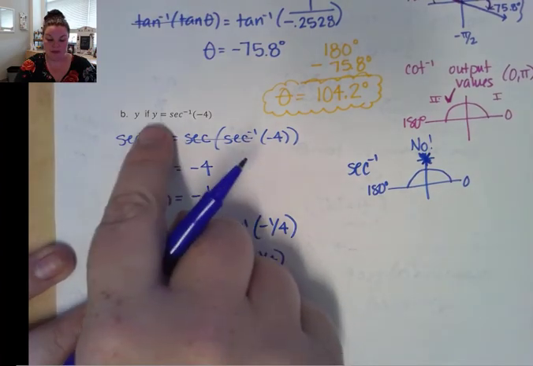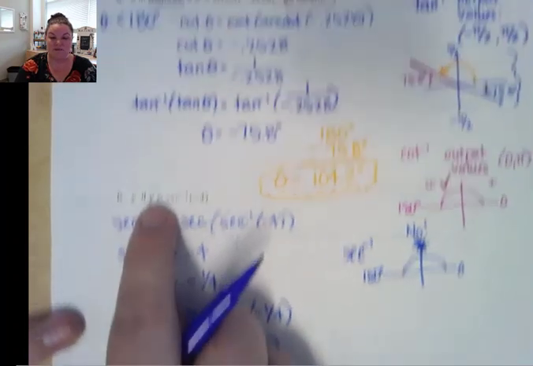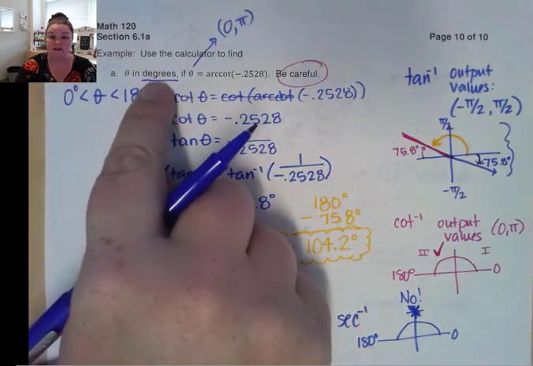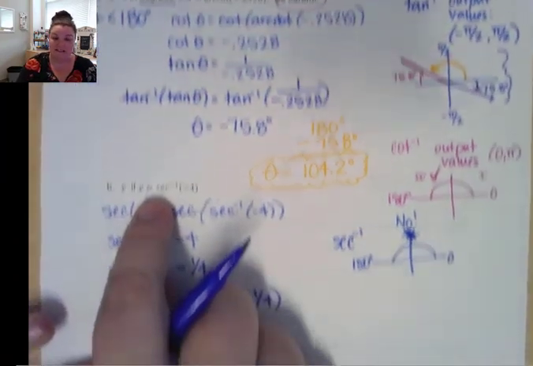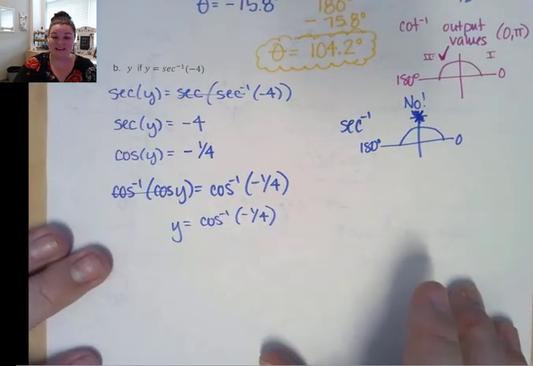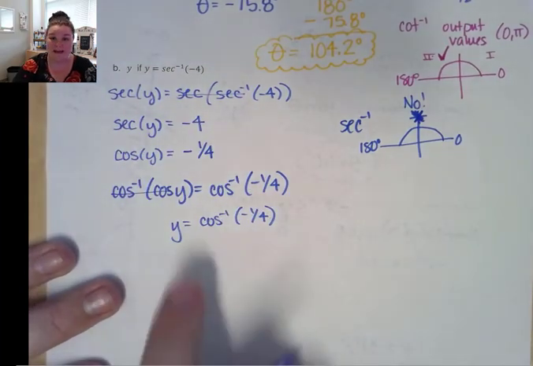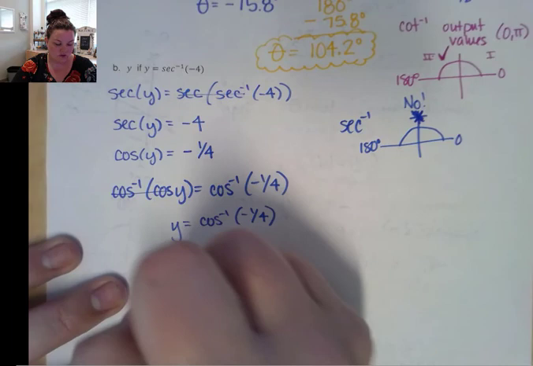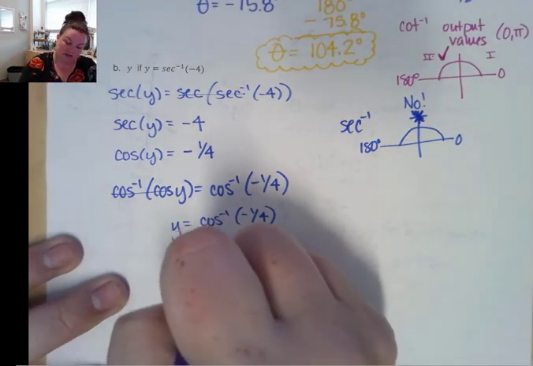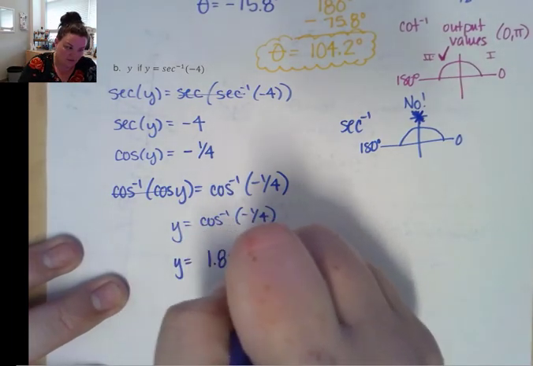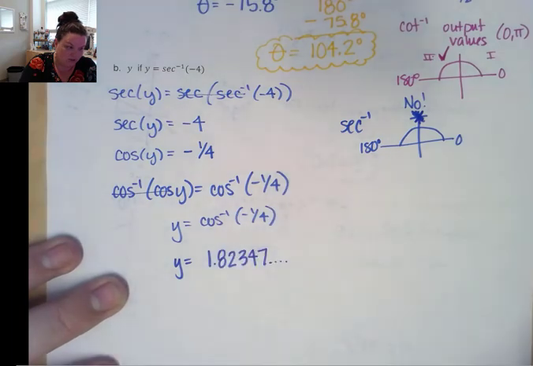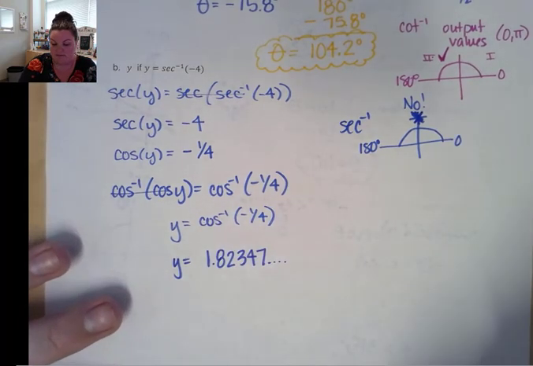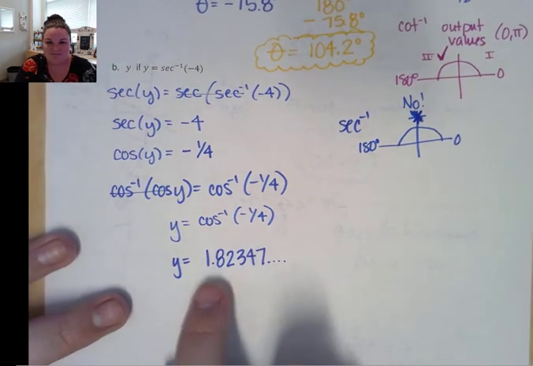Okay. So notice this one did not say find degrees. Part A wanted us to find degrees. This one didn't say anything. So we're assuming it's in radian measure. Okay. So we're going to plug this into our calculator. And what we get is 1.82347 and so on.